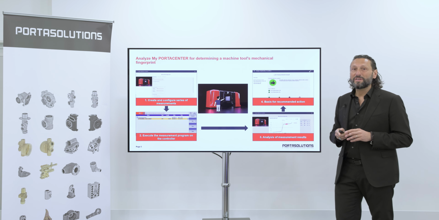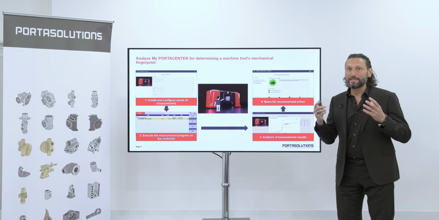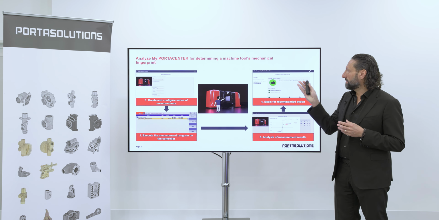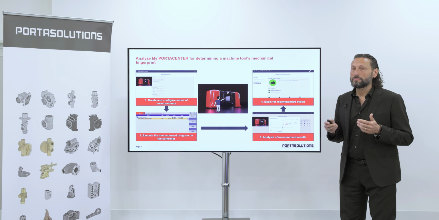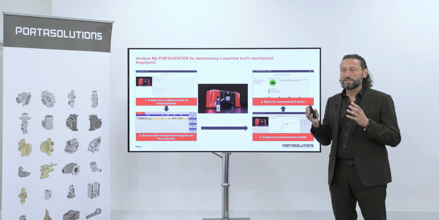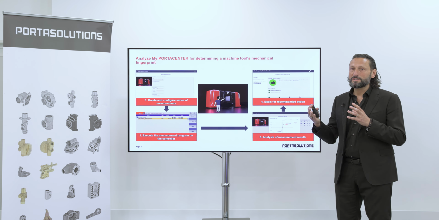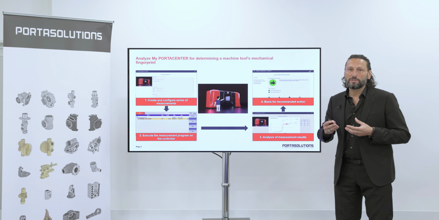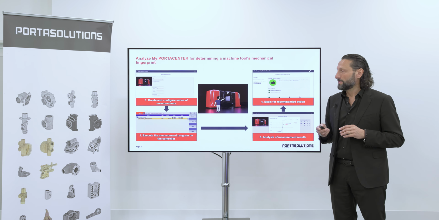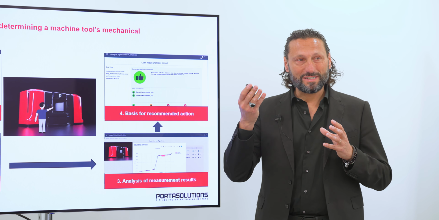The result is very easy to understand. You don't need any particular skills because it's based on colors. Green is a good condition. Orange is still good, the machine can run, but you start to need some attention on these specific measurements. And red, of course, will be out of tolerance. These colors will be shown for each of the 7 measurements.